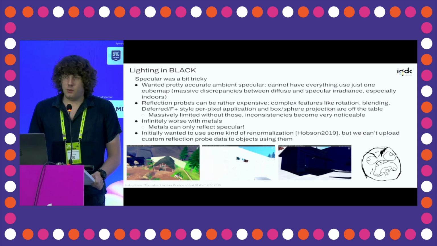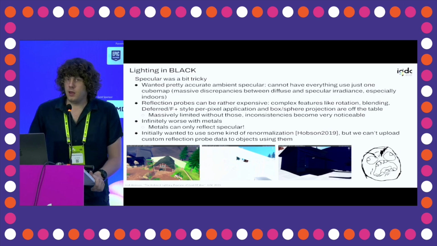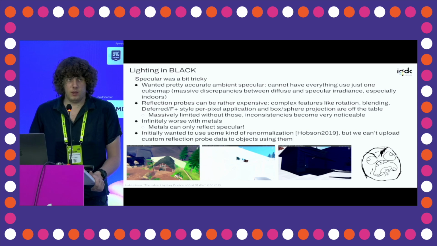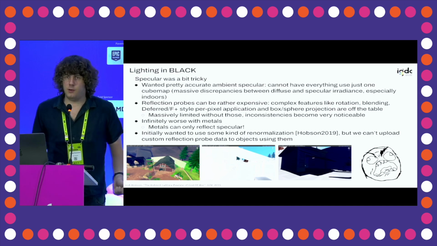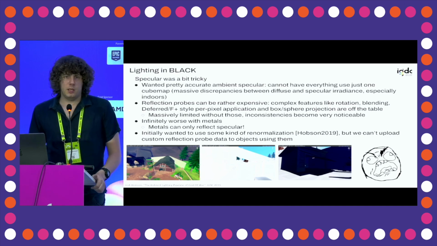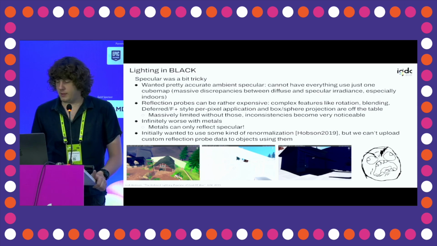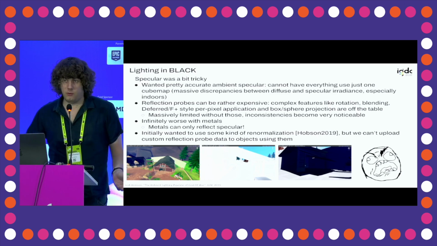Ambient specular. That was really, really difficult. Now that we are in physically based land, we want very accurate specular, and traditionally that's done through reflection probes, but we can't just use them. We can't leave just one skybox affecting all the specular lighting, because we have indoors, we have very drastically varying lighting conditions, and specular is just not going to match there. That's going to be very, very visible. So that's a no-go. So we can probably use reflection probes, but we are heavily limited.